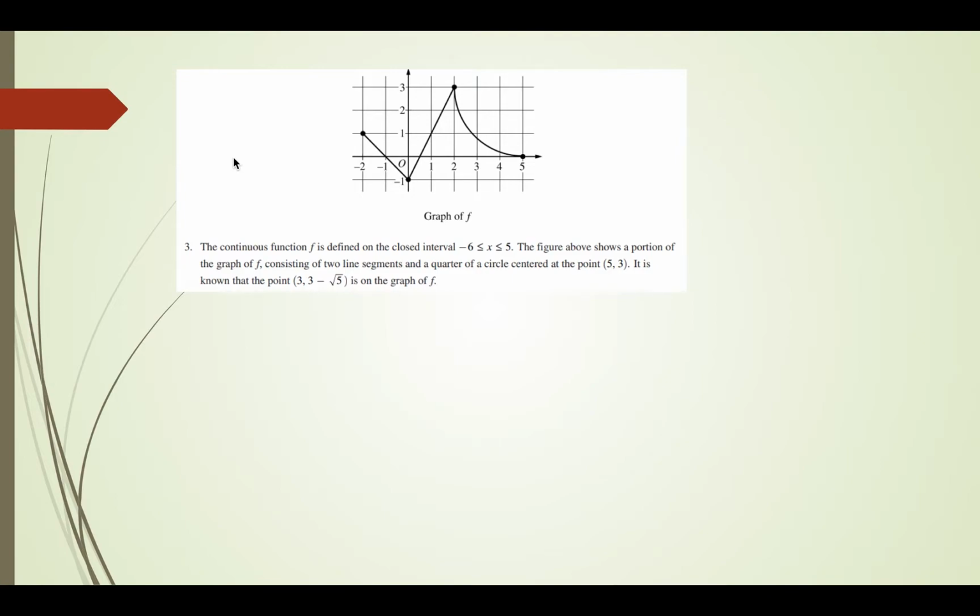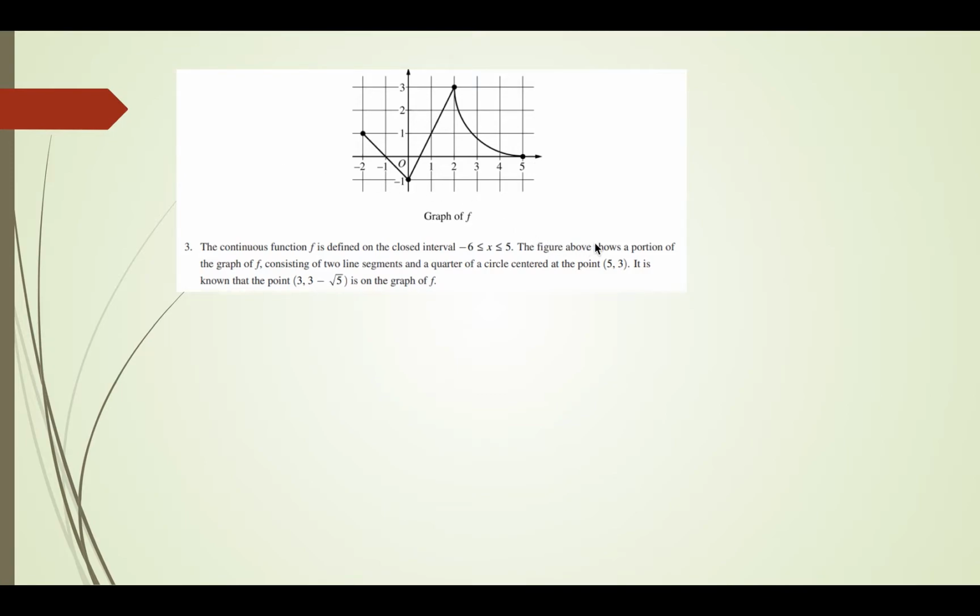So on this particular example, number 3 from 2019, we've got a graph of a continuous function f, and it's defined on the closed interval -6 to 5. And that's interesting right away because notice that the graph you have only goes from -2 to 5. So apparently if it goes to -6, that means there's more graph over here somewhere that we're not seeing. So we'll just keep that in mind and see if that comes into play later, which we're sure it will.